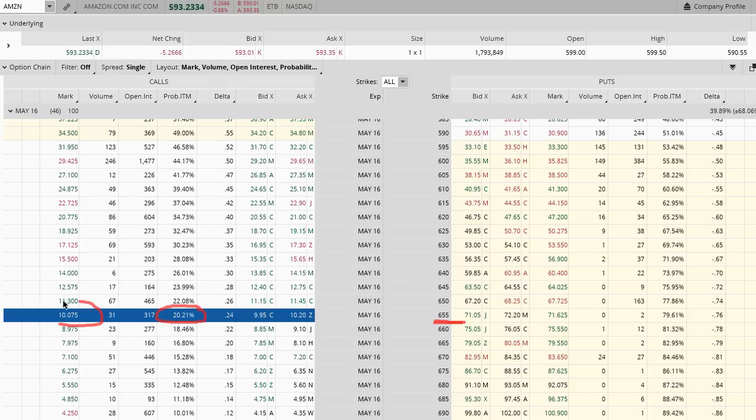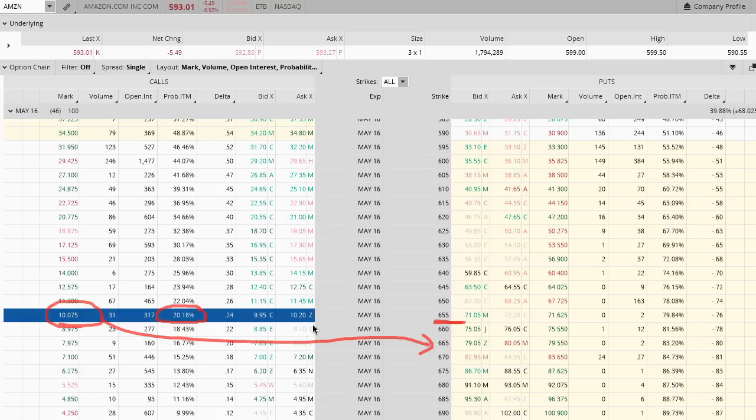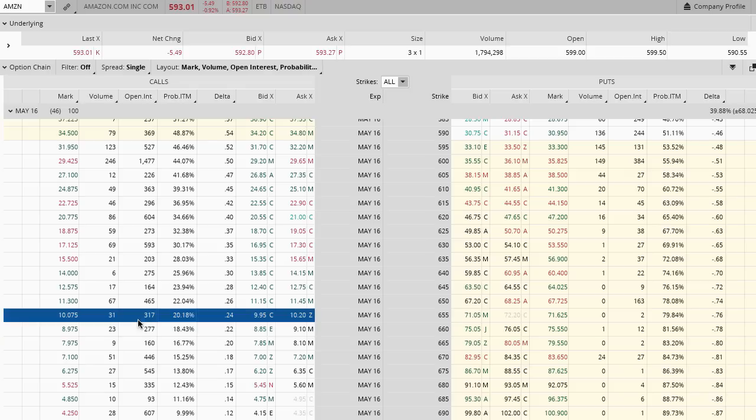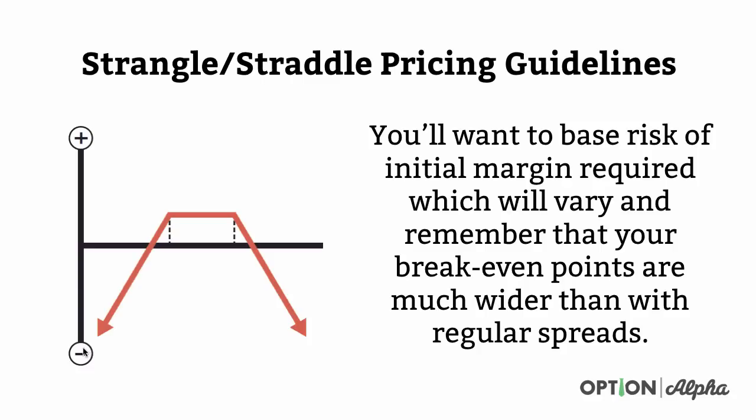But if we're taking in a $10 credit to sell those naked options, then really our break-even point is more around 665, okay? So you have to remember that with a straddle or a strangle, you're taking in a much larger premium because you don't have to buy options on either side. That's going to naturally widen out your break-even point. It's going to give you a little bit better overall win rate and a wider range to make money at the end of the day. So just keep that in mind.